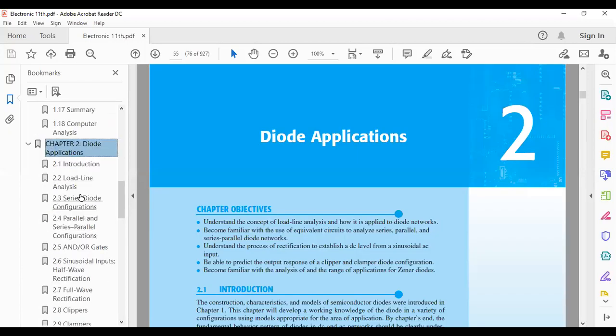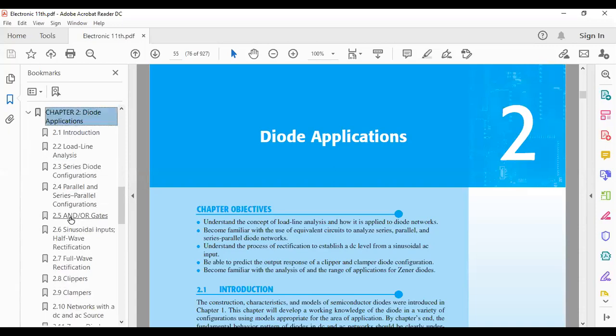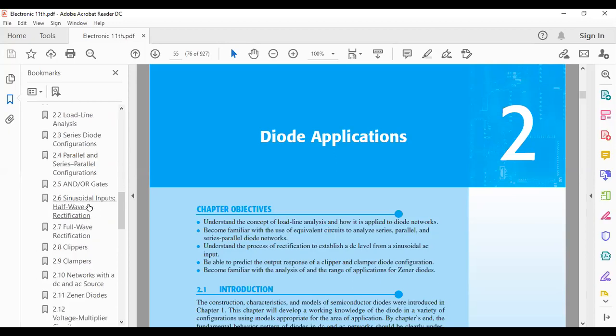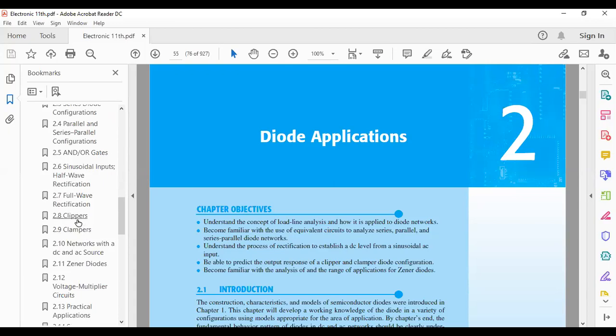After completing diode, what we have done is load line analysis, series parallel configuration, and I have given you the example of OR gate. I explained the OR gate and asked you to refer to the AND gate. Some practice you will also have to do. Then we have done half wave rectification, full wave rectification, and clipper. And today itself we have completed the clamper part.